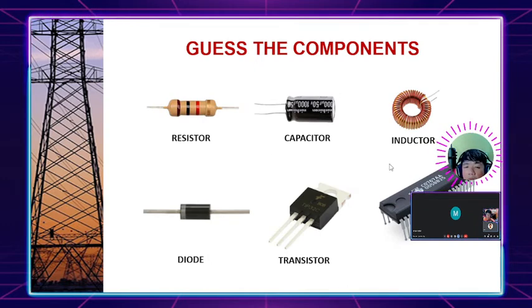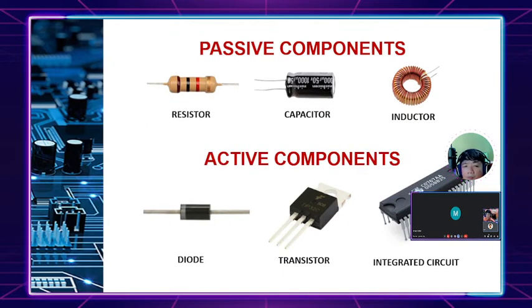So, let us now divide the components into passive and active. This is the integrated circuit, or the IC. These are the passive components: the resistor, capacitor, and inductor. While these are active. In other books or references, the diode can be considered passive, because diodes come in different types. We have solid state, Zener diode, crystal diode. So, we have different types of diodes in electricity and electronics.